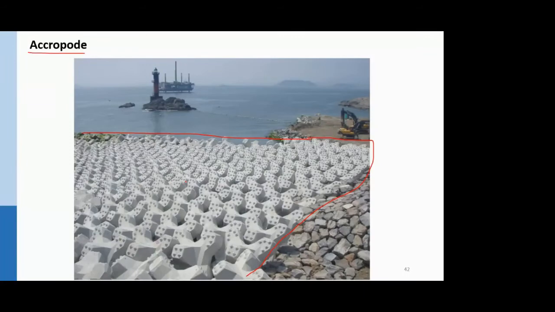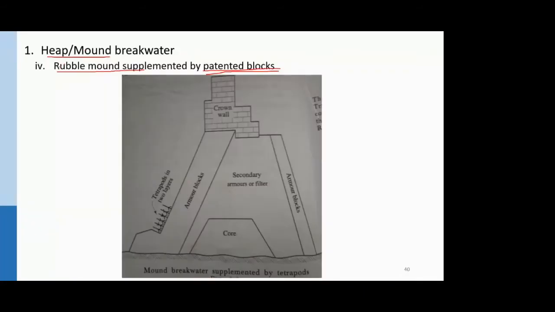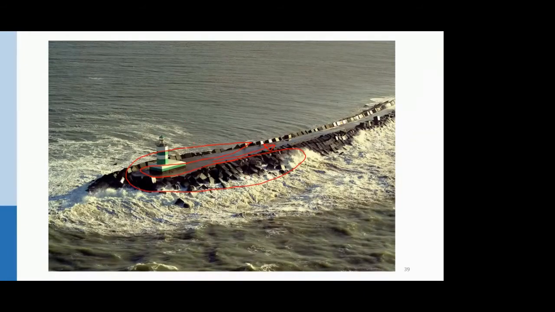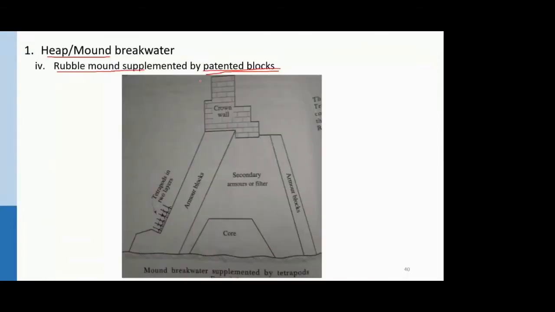The difference between this fourth type and third type is only that what you see in this photograph is concrete blocks. Instead of these concrete blocks, if I place those tetrapods or acropods or Ajax, any of those patented blocks, I'll get this category as rubble mound supplemented by patented blocks. The rest of the things remain the same. That is, it has a core, it has an armor layer on all the three sides, and then you have the patented blocks on the seaside.